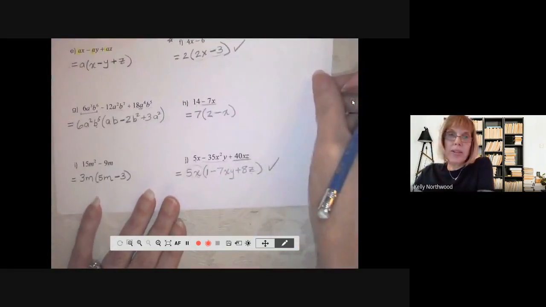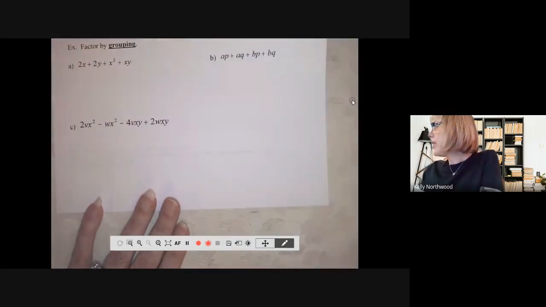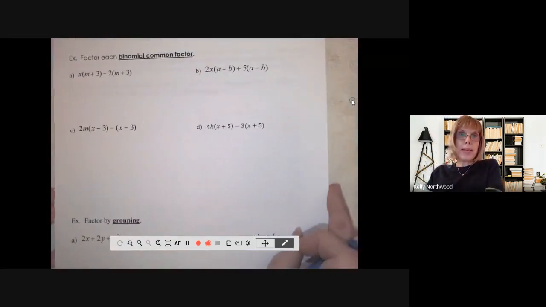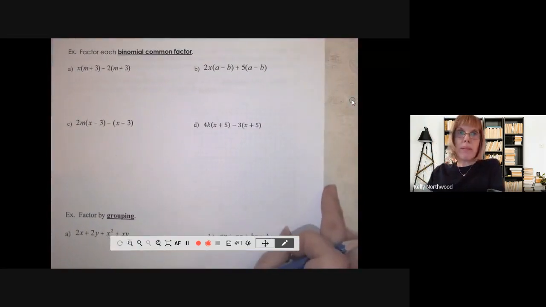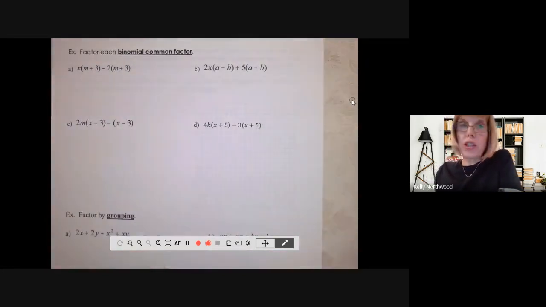So that's common factoring, okay? There's a couple of little extensions of it that we're gonna go through now. One of them is a binomial common factor. So these questions look difficult, but they're actually easier than the ones we just did. So keep that in mind.